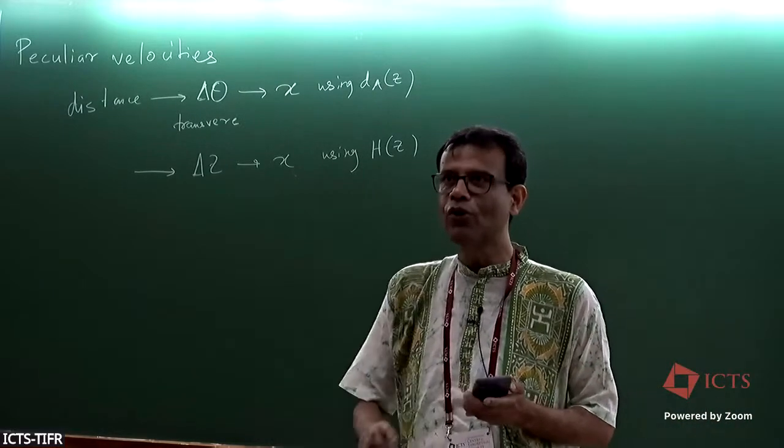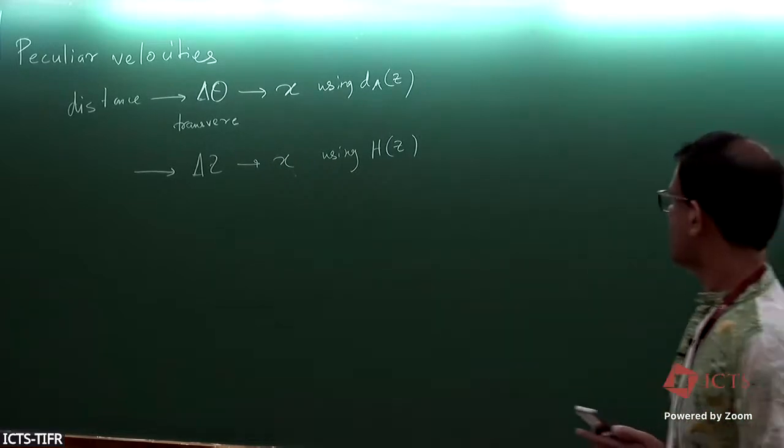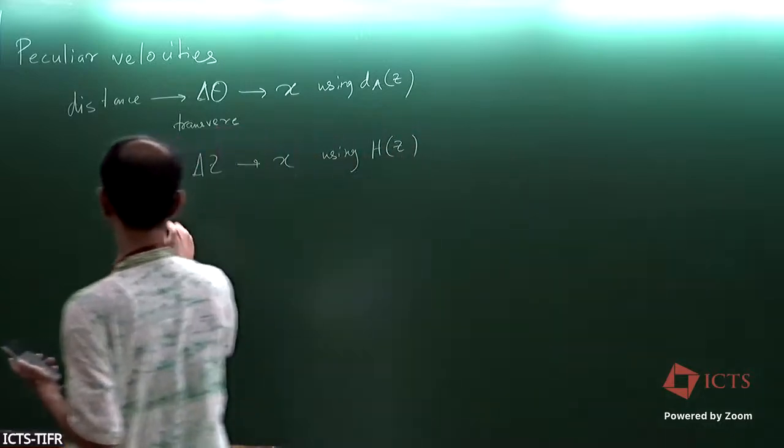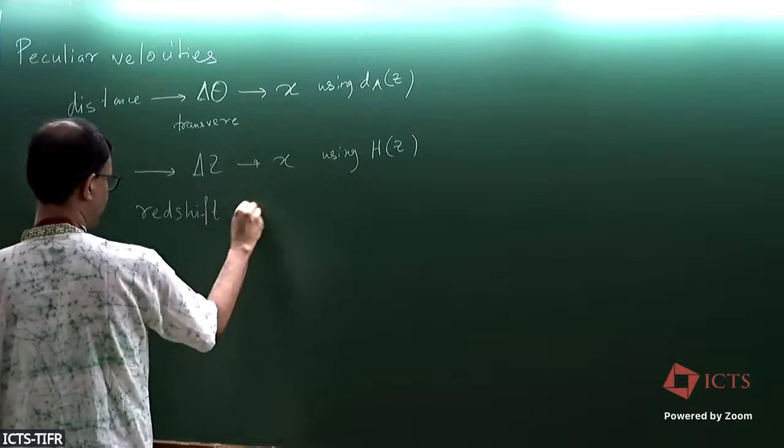So the true correlation function will now get modified because of this effect. This is known as redshift space distortion. And I will do some quick calculation to show what happens because of this.